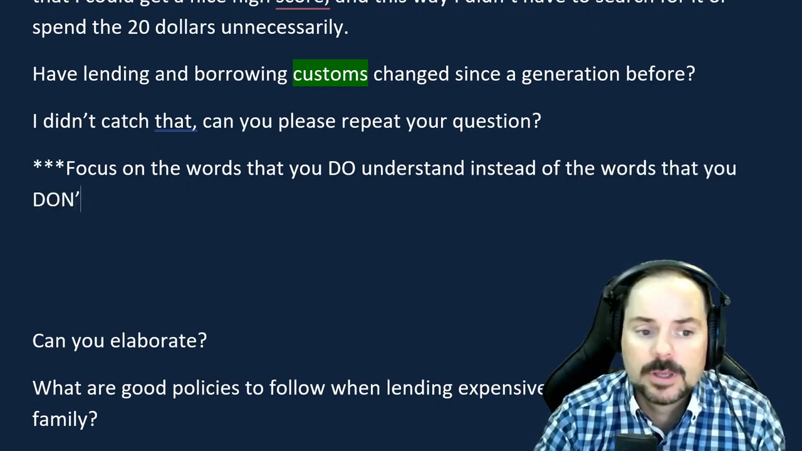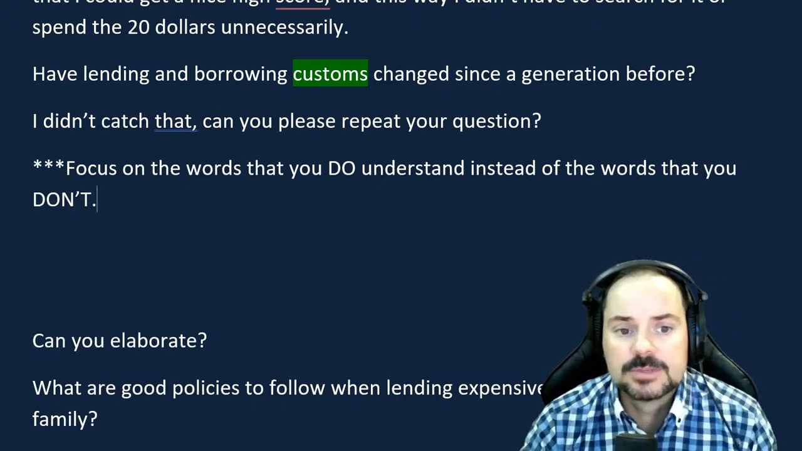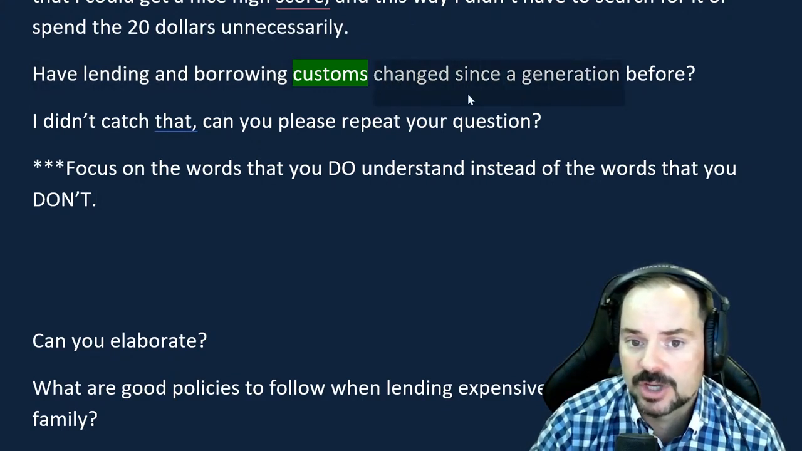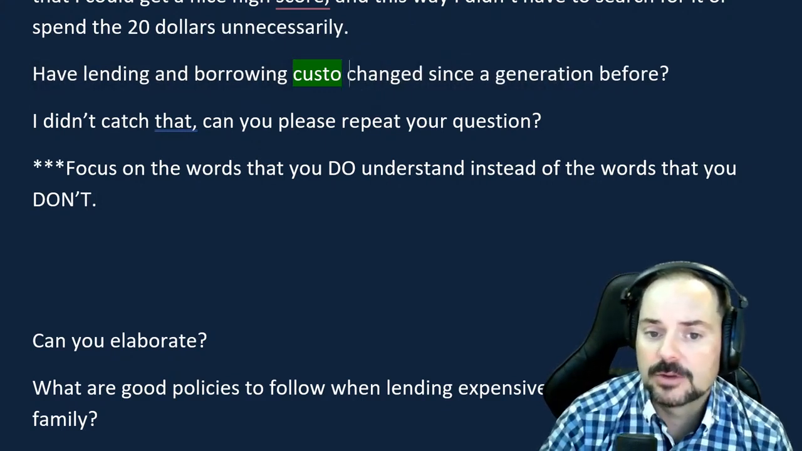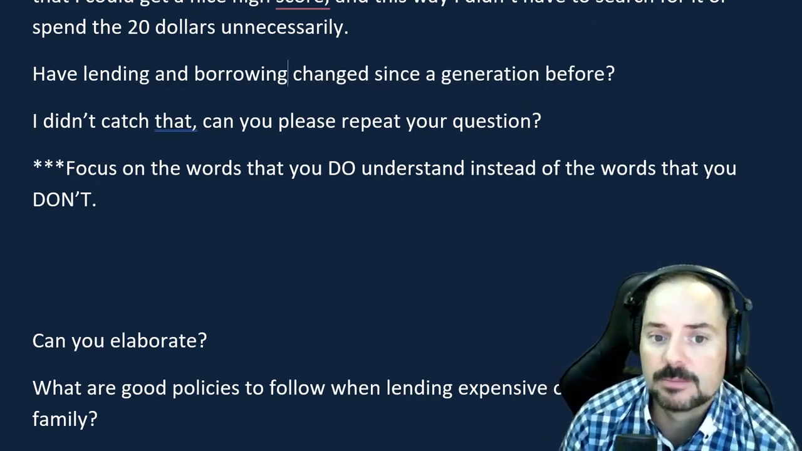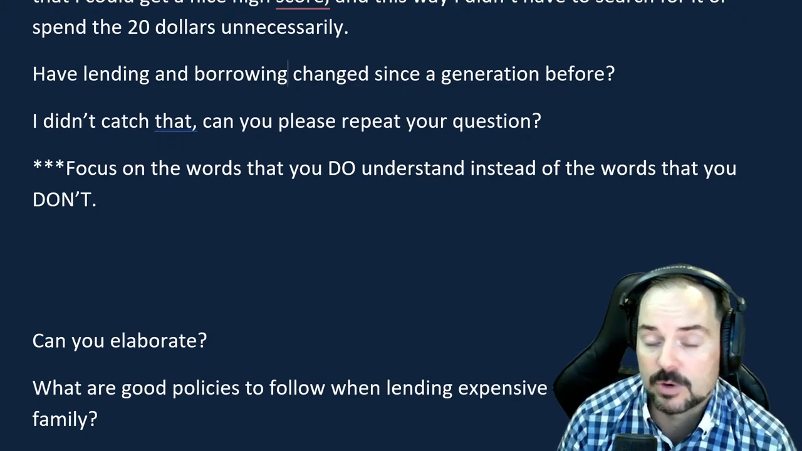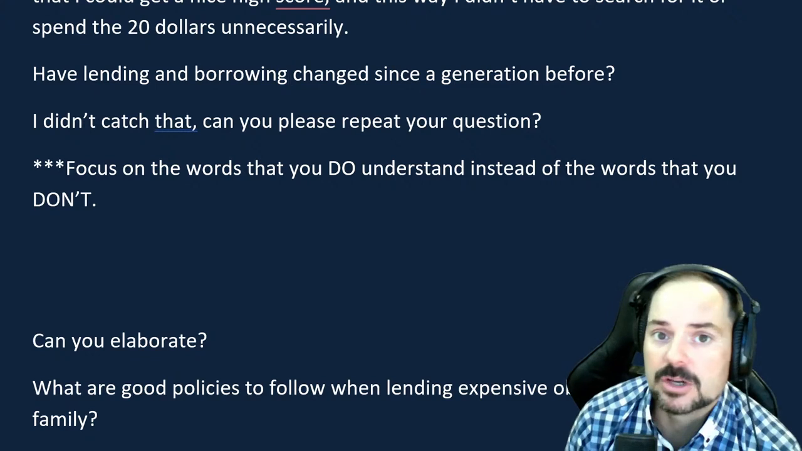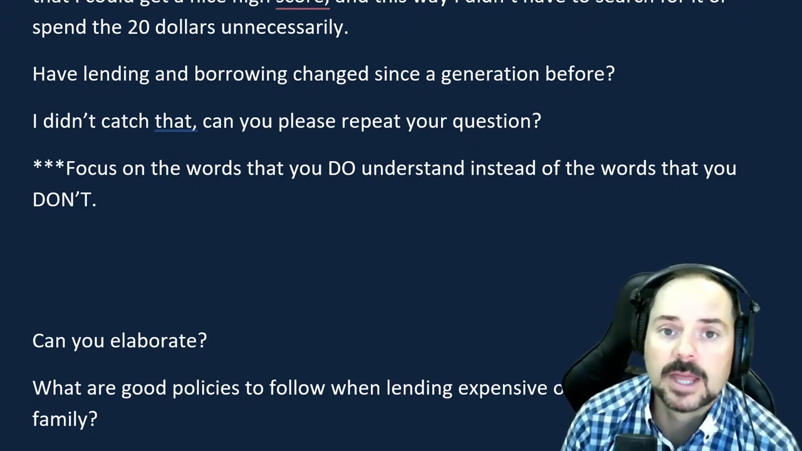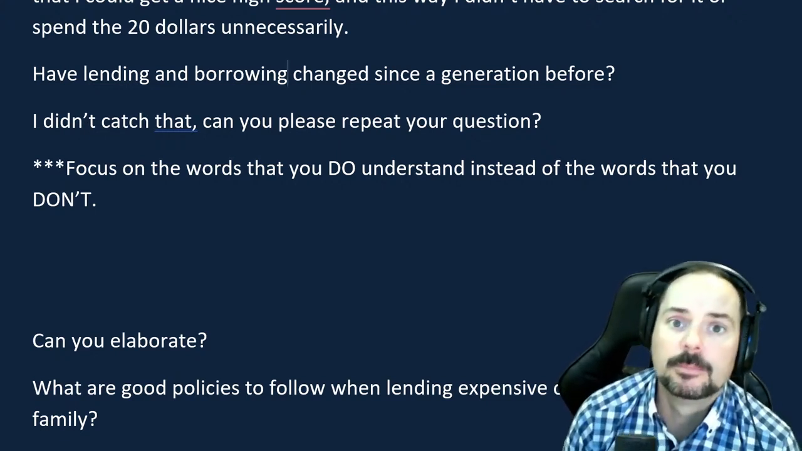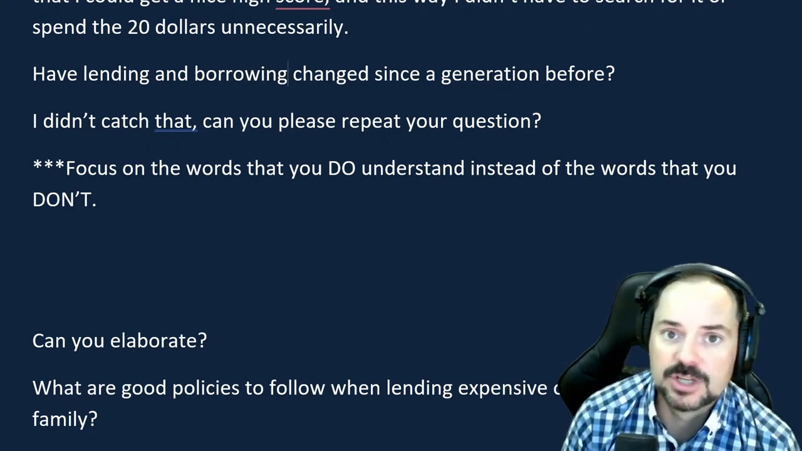Okay? So don't focus on the word customs. Instead, focus on the words have lending and borrowing changed since a generation before. Even if I take out the word customs, you can figure out this sentence. So have lending and borrowing changed since a generation before? Yes, it has. People 30 years ago used to lend and borrow objects much, much more. I know my mom told me that she always borrowed food and other objects from the neighbor.